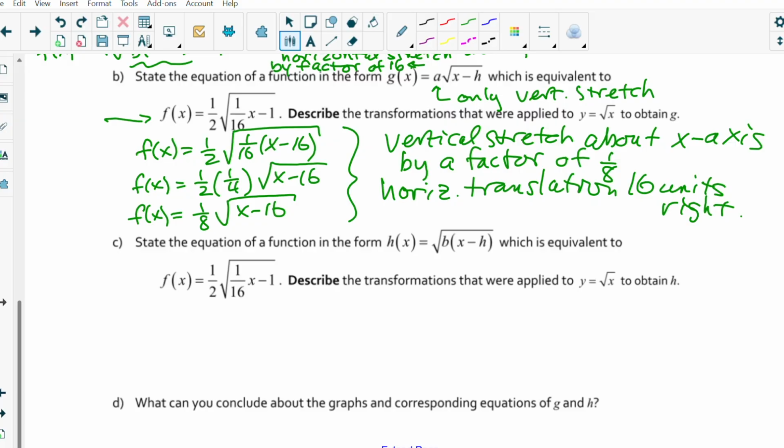Let's look at it a different way. State the equation of a function in the form h of x equals the square root of b times x minus h, which is equivalent to the original function. Now, I only want a horizontal stretch. So let's use our skills and knowledge of manipulating radicals. I need to make this mixed radical an entire radical.